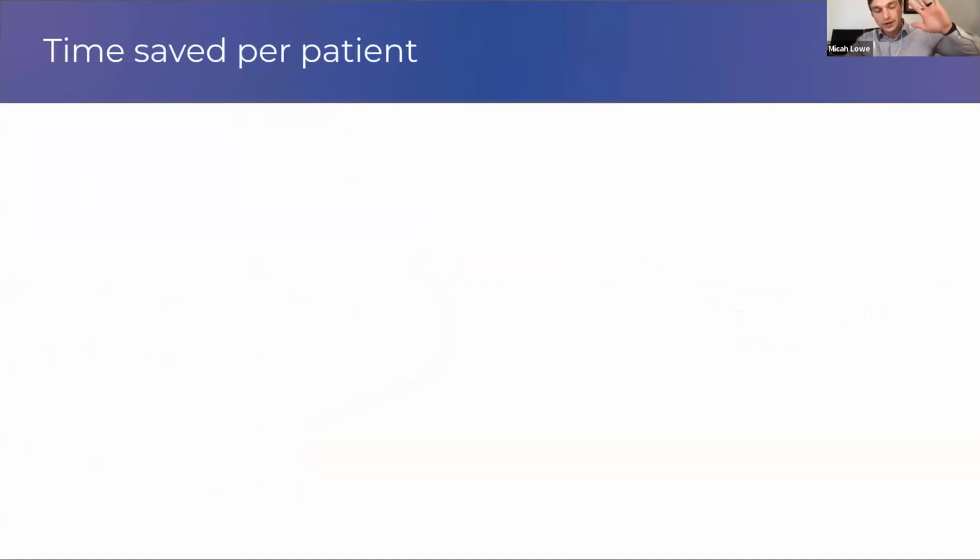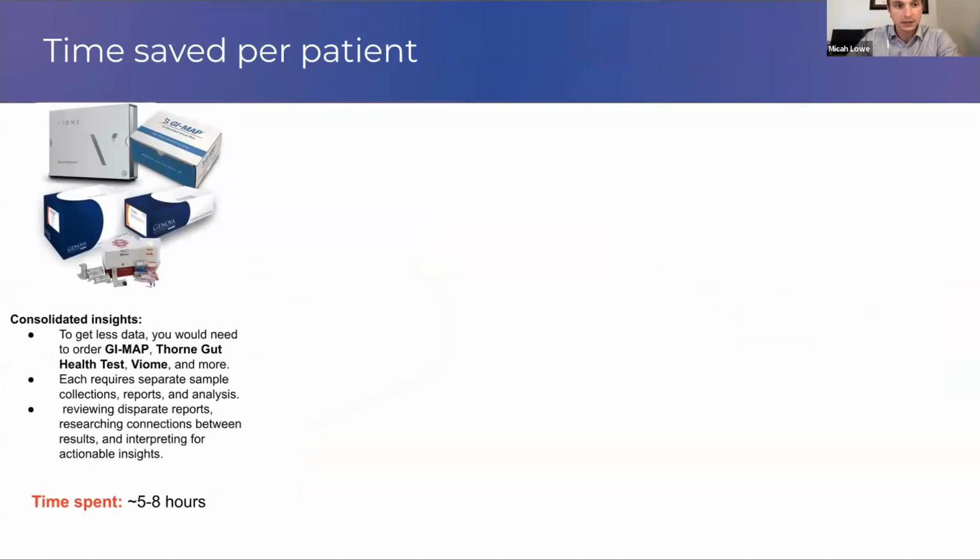But let's get into how much time, if you're going into the market and trying to get a similar thing that doesn't include a lot, but is roughly similar, it would take you per patient to get a similar result. Well, you would have to get those 5 tests. You'd have to do 5 different sample collections. You'd have to review 5 different reports, researching the connections between the results and interpreting for actionable insights. I generously put the amount of time spent to do that at 5 to 8 hours.